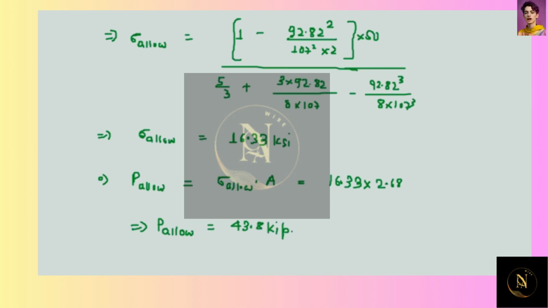Now, since the allowable load obtained is greater than the axial load, the column can withstand the load. So we can use the W6 cross 9 section. It is because the allowable load we obtained is greater than the axial load.